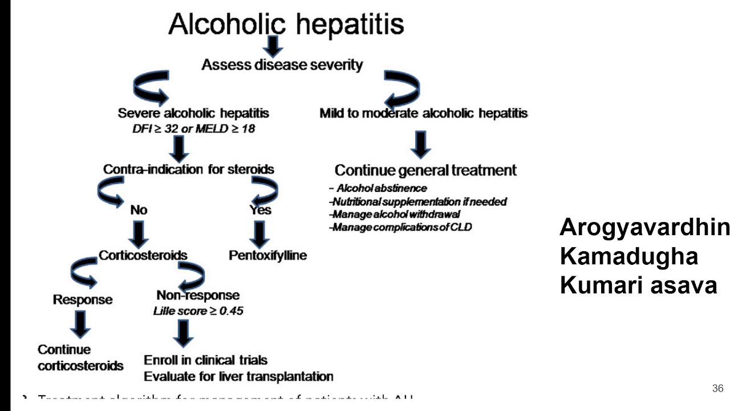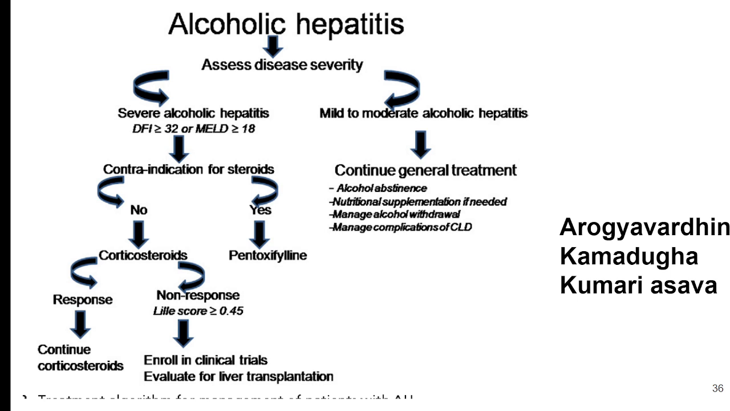But if the patient has a very severe condition, then the one major choice is corticosteroids. And if the patient has a contraindication for steroid administration due to other reasons, then pentoxifylline is the other choice. Pentoxifylline is a highly toxic drug, and the outcome is not very predictable.